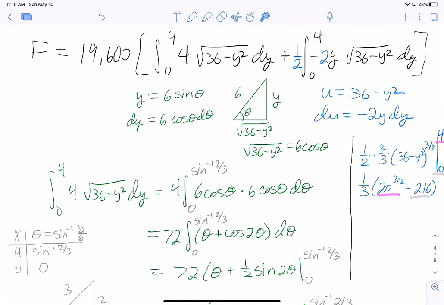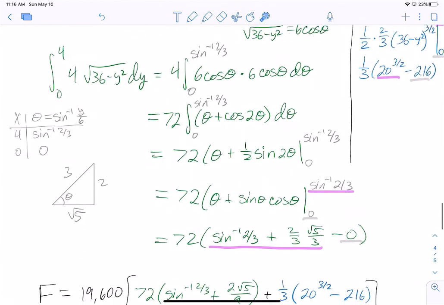We have here 36 times the cosine squared of theta as our integrand, and that requires the power reducing formula, so we have 1/2 times 1 plus the cosine of 2 theta. That 1/2 is going to interact with the 4 and the 36 from the 6 times 6. We end up with a coefficient in front of 72.